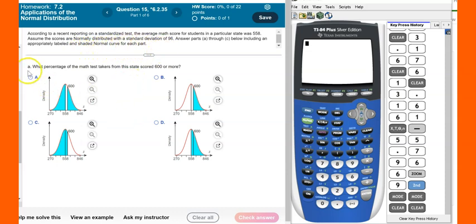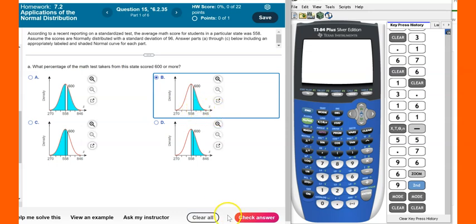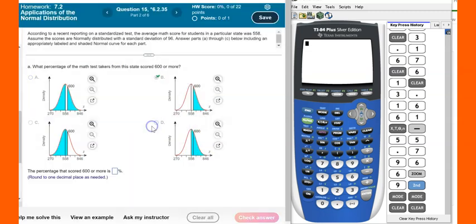Okay, and the first part of the question is, what percentage of the math test takers from this state score 600 or more? Therefore, you look for the normal graph here, and this point is 600, and 600 or more is going to be this shaded region. Therefore, you select B, because 600 to the right is more than 600. Okay, check answer. That's correct.